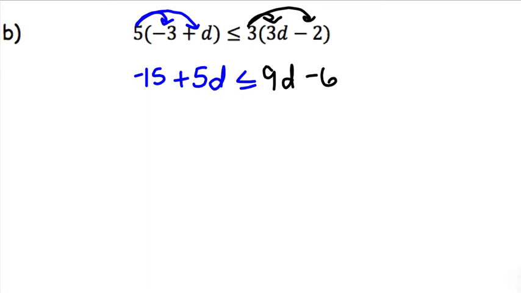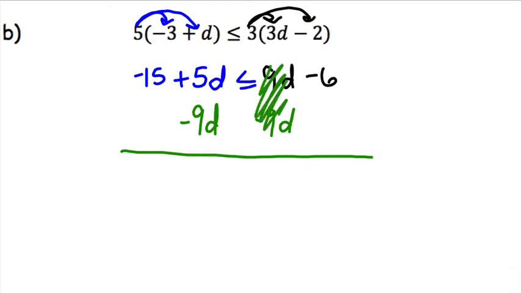All right, so now, once we get to this point, now we're going to start moving everything around. It doesn't matter if you start with your variable or if you start with the other number. I like to start with my variable. So I'm going to move 9d over. It's a positive, so I would do the opposite and subtract. So subtract 9d from both sides.